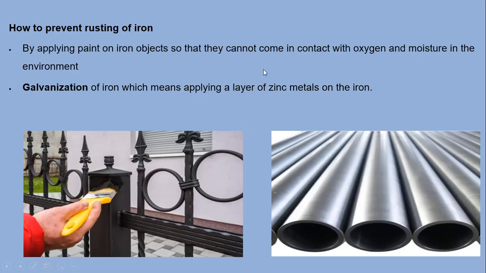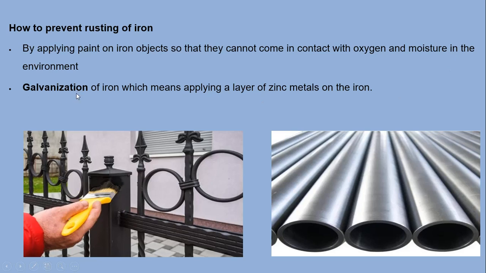So how to prevent rusting of iron? First is by applying paint on the iron object. When we apply paint on the iron object, it does not allow the iron object to come in contact with oxygen and moisture. So it prevents rusting.